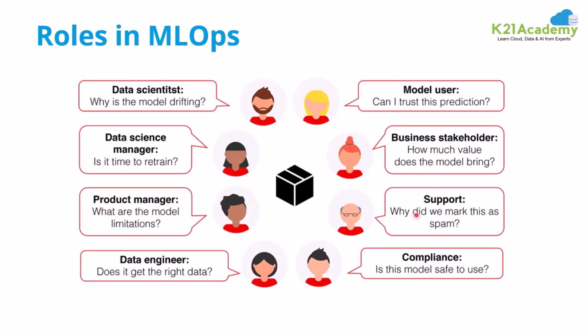Support team, to give an example, how do they use MLOps? Why did we mark this as spam? Suppose you had an email and it was marked as spam. Why did it happen? The machine learning model might have seen some words based on which it triggered that this is spam. Compliance: is this model safe to use?